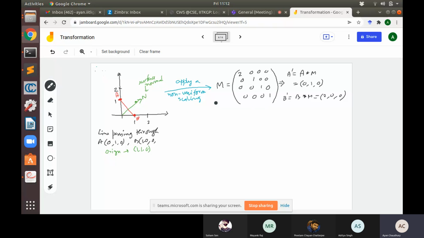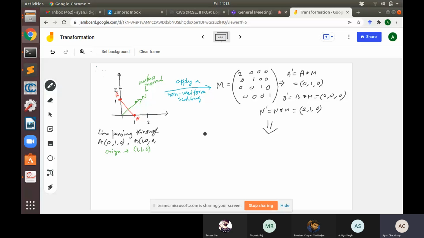And now we transform the surface normal also. So N prime is equal to N multiplied by M. So then what is this? N is going through 1, 1, 0. So that means 2, 1, 0, right? Okay. So now let's plot these and then see how things are actually looking like.